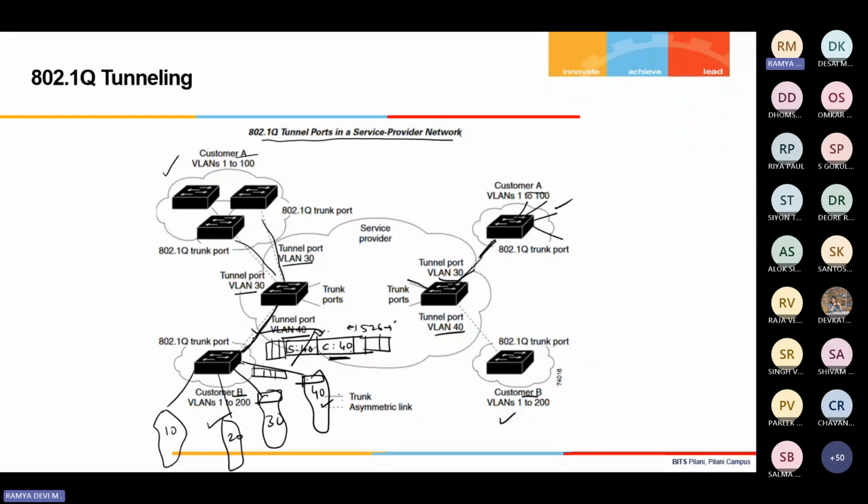This is a trunk port as well as this is a trunk port, right? So customer 40, this packet, excluding this service provider information, this part will be there and it will be given to the, why? Because it is a trunk port. So it will also carry the tag information, and it will be sent to this particular switch. So the switch will discard this information.